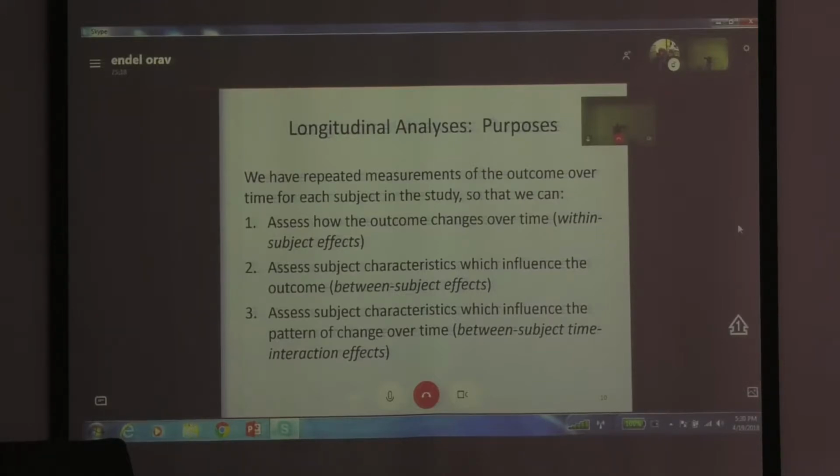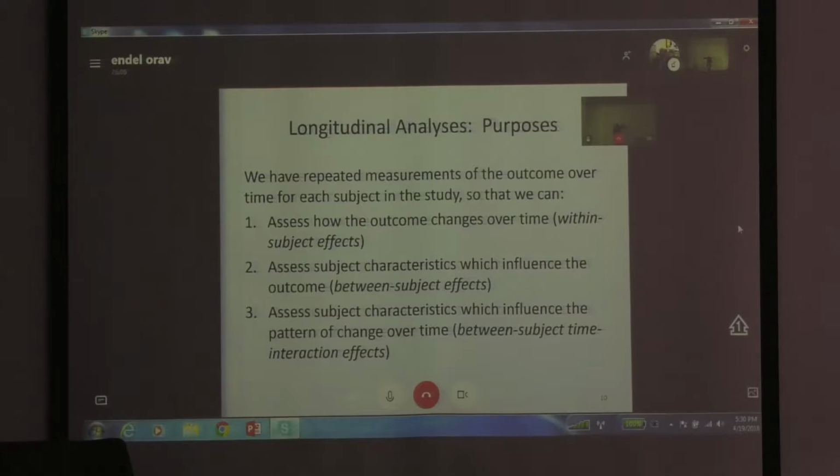Or we could take this data and compare subject characteristics which influence the outcome. So are CD4 counts for men different than CD4 counts for women? Because in our study, we might have baseline, 6 months and 12 months, but some of the people we measured were men, some were women. We can compare CD4 counts between men and women, and that's a between subject effect.